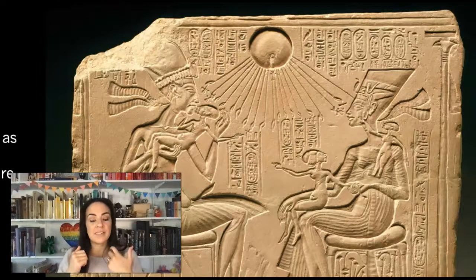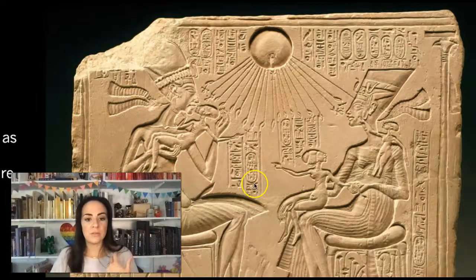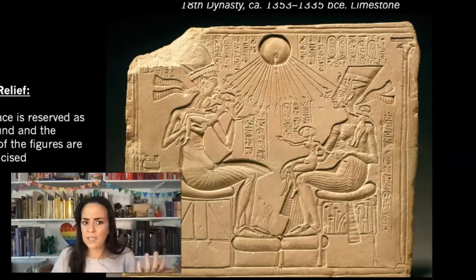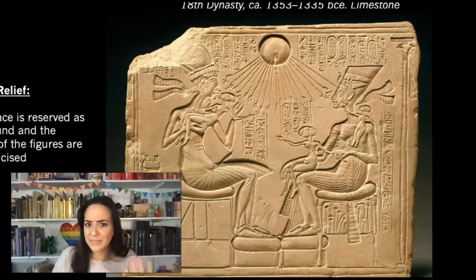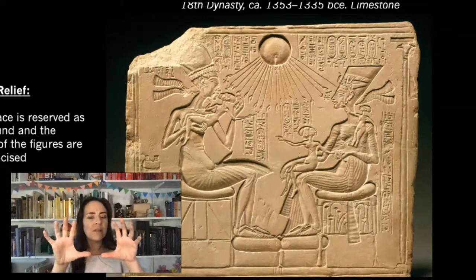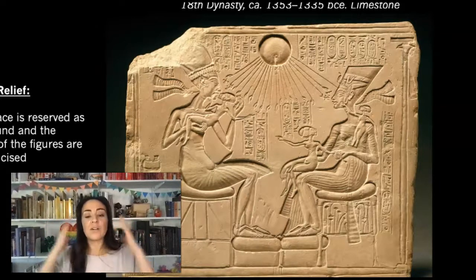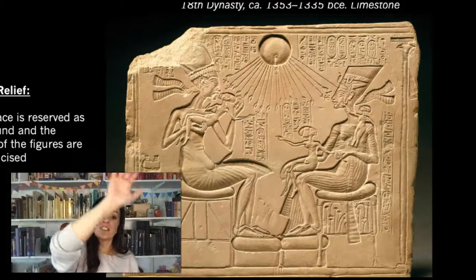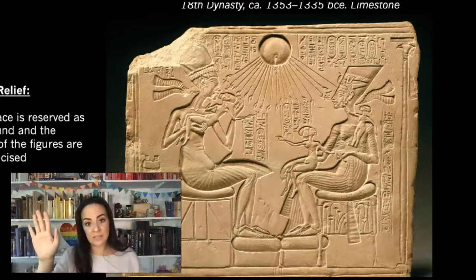Now, in terms of hierarchic scale, who's the most important? Who's bigger? Akhenaton. But like, barely, right? Nefertiti is just slightly smaller. In terms of importance, that goes back to her idea of her platform crown. If he is the sun, she is the sky in which he lives.